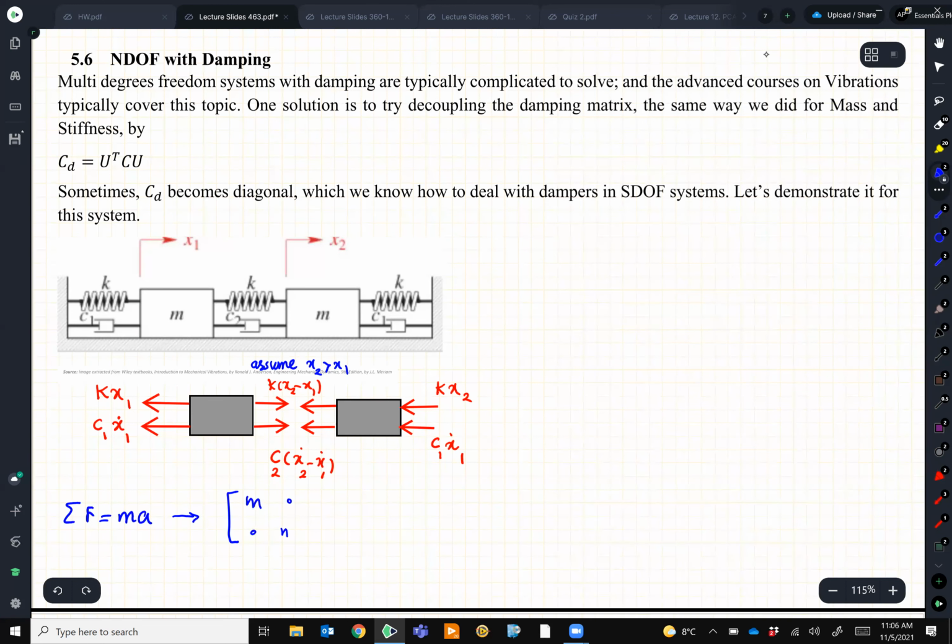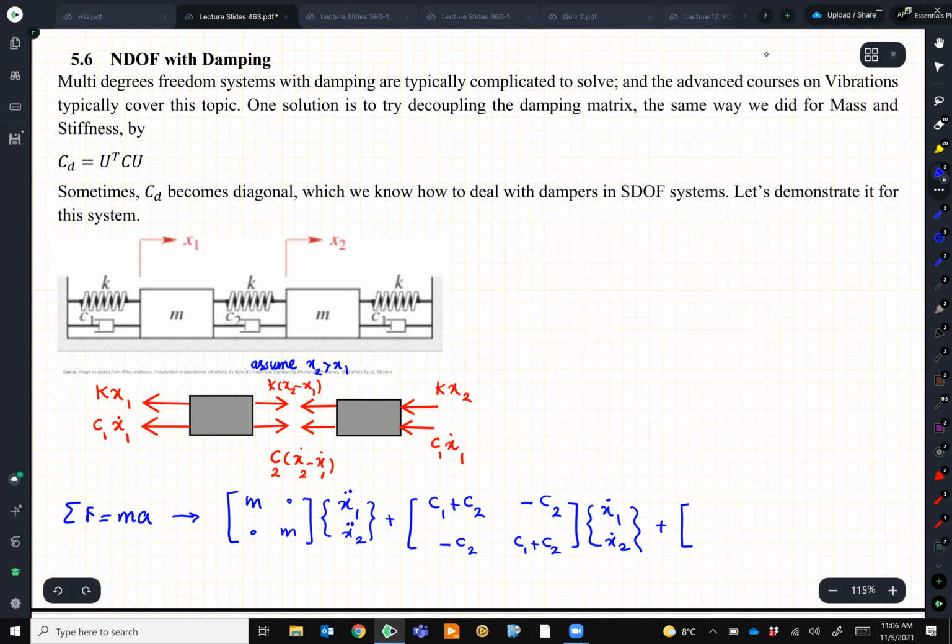Gives us [M, 0; 0, M] times [x double dot 1, x double dot 2]. And here I have [C1 plus C2, minus C2; minus C2, C1 plus C2] times [x dot 1, x dot 2]. I skipped the math of writing the equations, and I just got to the last part, which is the matrix format.